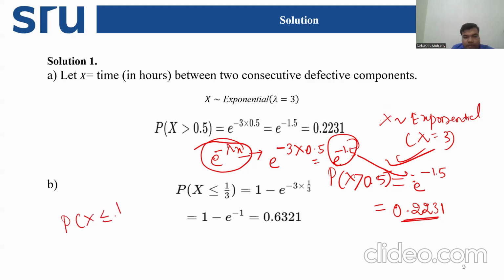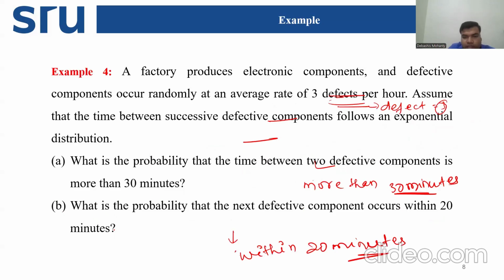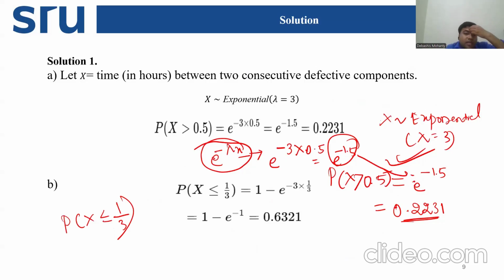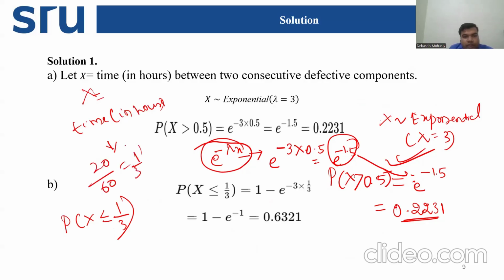Okay. In the second question, try to understand it. Probability of x less than or equal to 1 by 3. Why is it 1 by 3? Because of 20 minutes. We convert the minutes into hours because x is time in hours. So 20 minutes means 20 divided by 60, so that is 1 by 3. And in the first question, it is 30 minutes, which means 30 divided by 60, that is 1 by 2, equal to 0.5 hour. Here it is 1 by 3 hours.